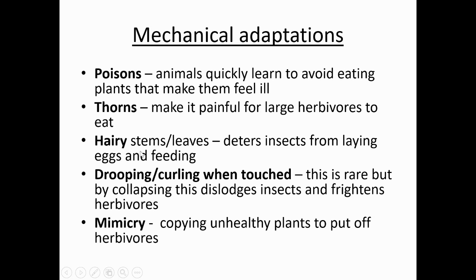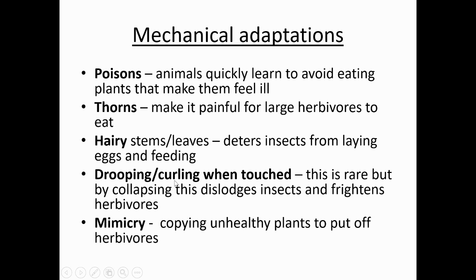They can be hairy. So I'm sure some of you will have come across hairy plants before. This could be on the stems, this could be on the leaves. This deters insects from laying eggs. And then when the eggs hatch, the grubs will eat away the plant. Or it could simply stop the insect from being able to walk around it and stop it from feeding on the plant.